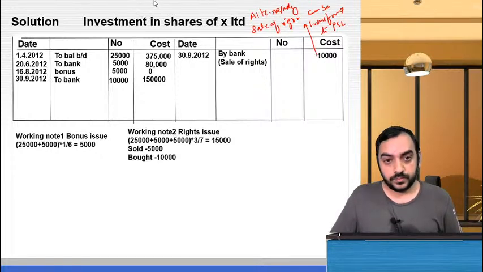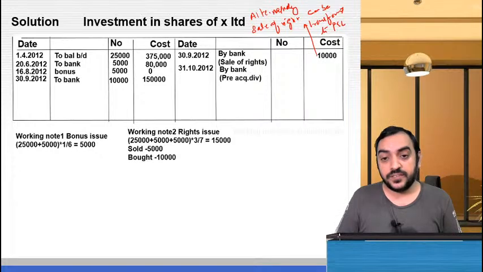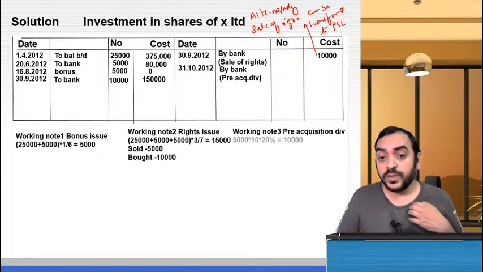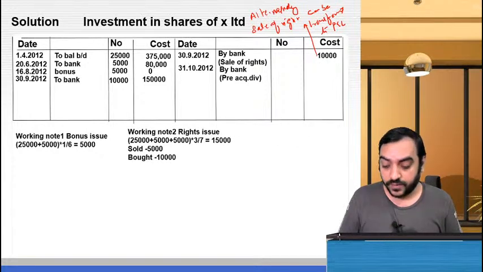Okay. Next, on 31st of October, you received the dividend. How many shares did you receive the dividend on? Okay. How many shares do you have? Let's read that point.